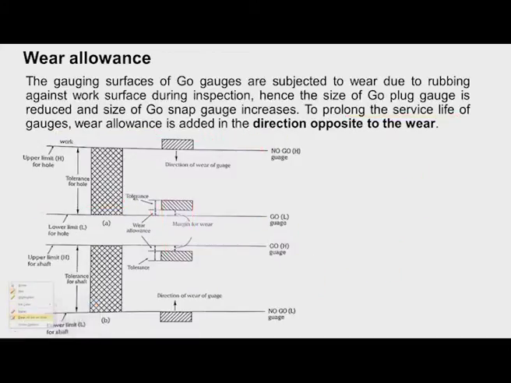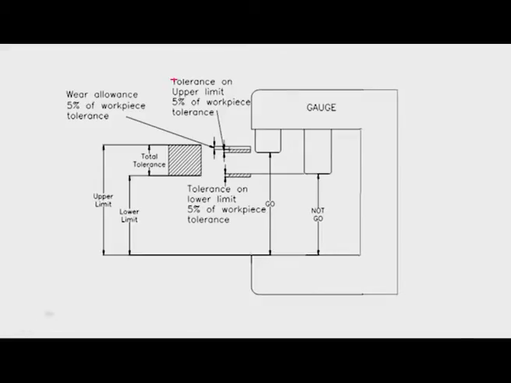Now we have taken an example of a snap gauge here. This is the go limit and this is the no-go limit, and this is the tolerance for the shaft, so this is the shaft tolerance or work tolerance. Now we know that when we use snap gauges to check workpiece shafts, the wear occurs in this direction, and so the wear allowance is given in the opposite direction.